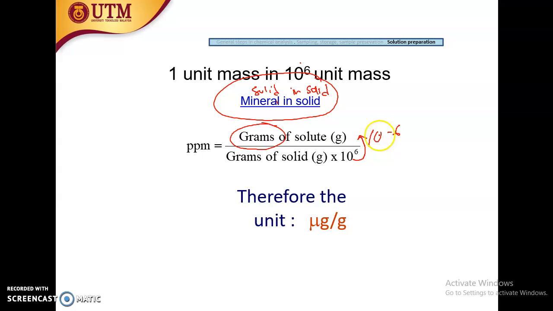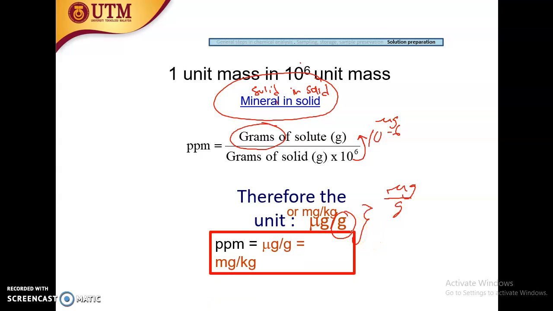Power of 6, then you can get microgram over here because of this one, leaving only gram on the denominator. To put it simply, it's milligram per kilo. This is simply the change of unit only. ppm is equal to microgram per gram or milligram per kilogram if you are doing it in solid.